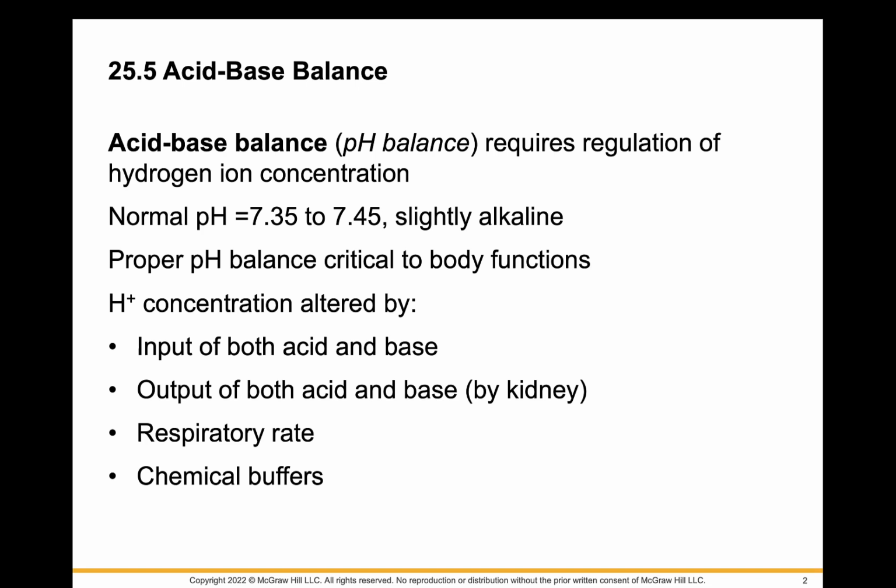Now, proper pH balance is really important to our bodily functions, and probably one of the things it's most associated with is making sure that proteins are not denatured. Proteins can easily be denatured by extreme pHs, either too high or too low. Now, the things that can alter hydrogen ion concentration within our body are the input of both acid and base, the output of both acid and base, and keep in mind this is regulated by the kidneys, our respiratory rate, and chemical buffers.